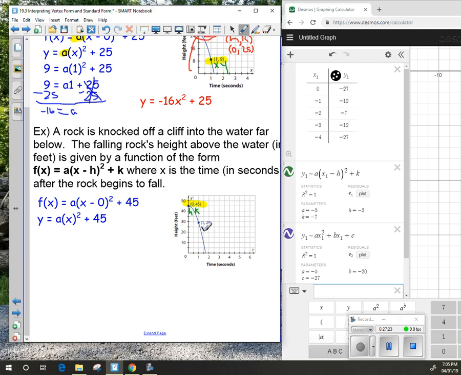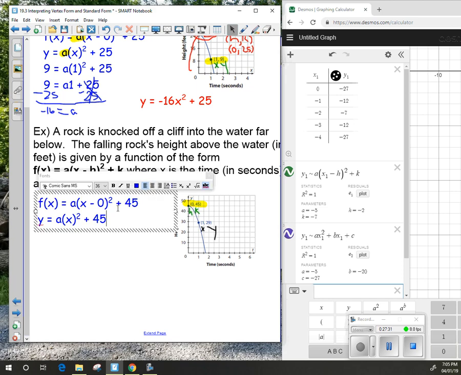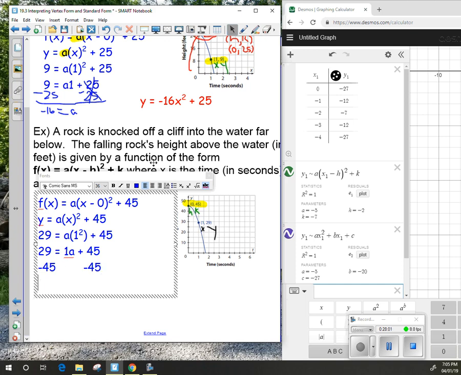In this case, my x is 1 and my y is 29. So when I go back to my equation, I would now have 29 is equal to a, I don't know what that is, times x squared. But I do know x. Remember, my x is 1. So 1 squared plus 45. If I simplify this, 29 is equal to 1 squared, which is just 1, so this is 1 times a, or just 1a, plus 45. Now I can just subtract 45 from both sides.